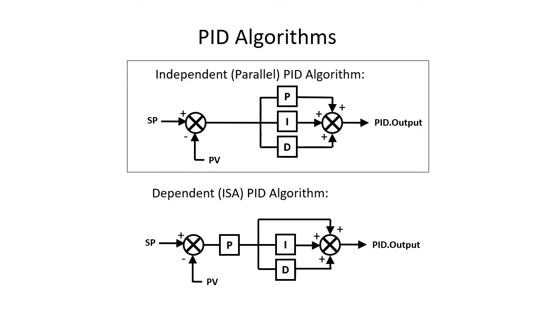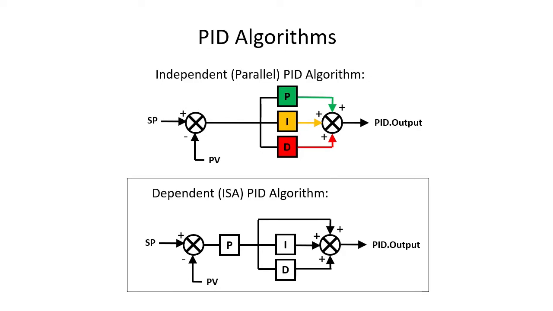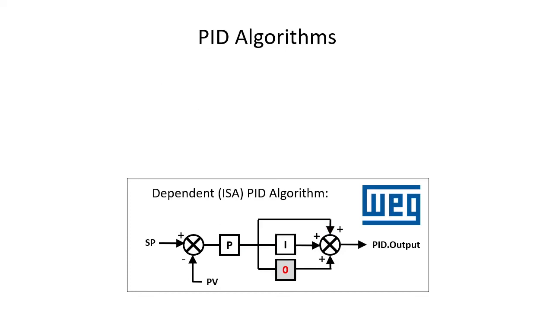You'll find the independent version in a lot of modern digital controllers because you can adjust each term independently without affecting the others. Most industrial controls tend to use the dependent version because it works a lot like the old analog systems, where when you change the gain of the system, it also changes everything else. The WEG PID uses the dependent version. And that's important because every time we doubled P in the previous example, we were also doubling I and D, which is currently set to 0. And we can use that to our advantage.